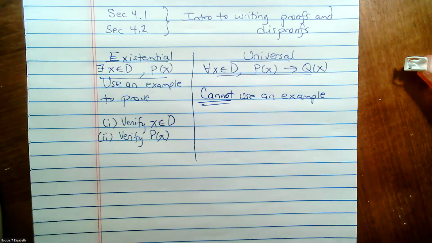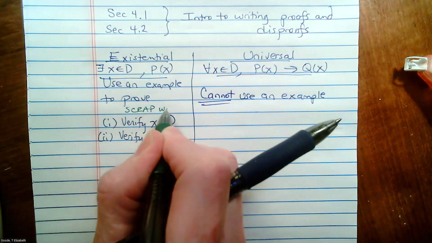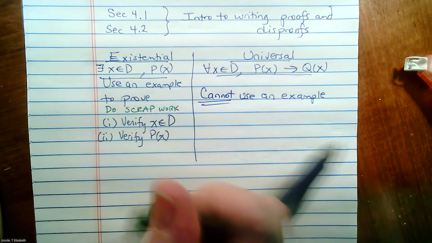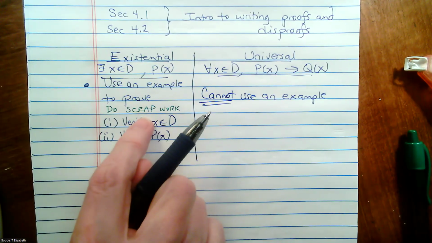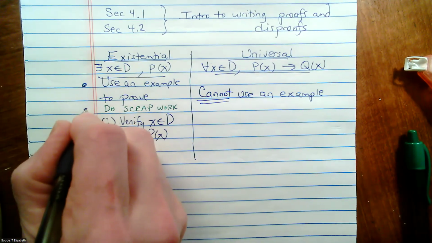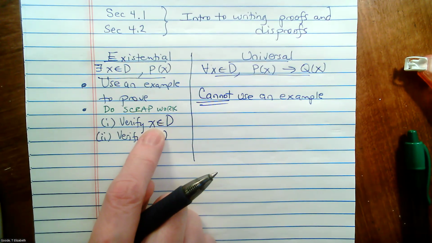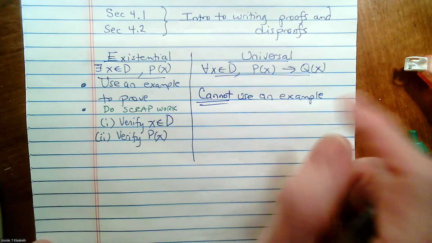Well, actually, we usually do scrap work for an existential because we're looking for an example. I'm glad you asked that. We usually do the scrap work to figure out what example X we found that works, right? But in universal, we don't generally do scrap work.